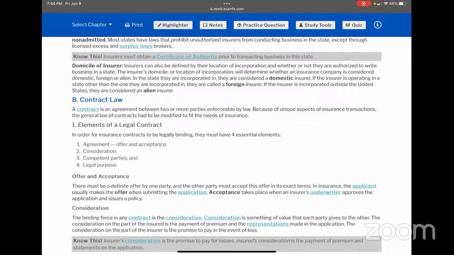So if they're in that state, they are domestic. If the insurer is operating in a state other than the one they are incorporated in, they are called a foreign insurer. And if the insurer is incorporated outside the United States, they are considered an alien insurer. That's pretty straightforward, right?